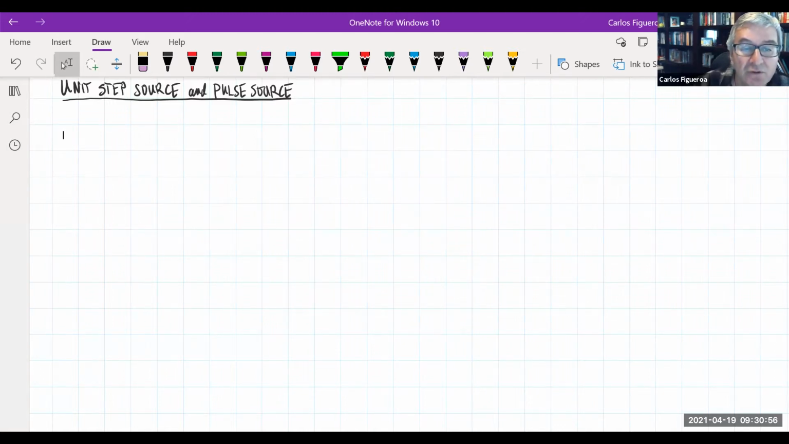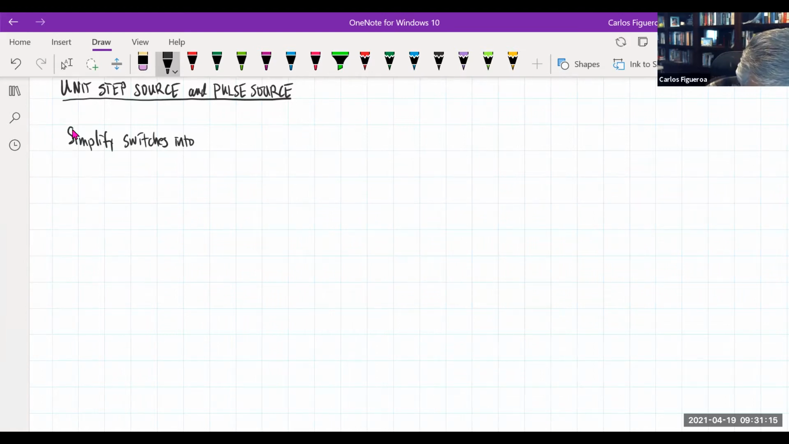Our goal here is that we want to simplify switches into unit step sources. We don't want switches.